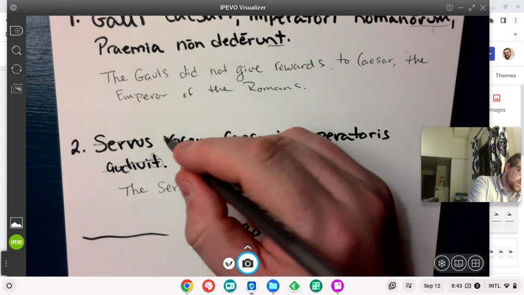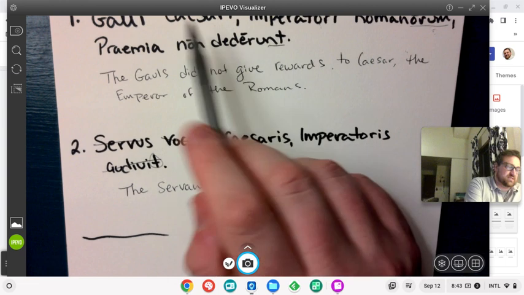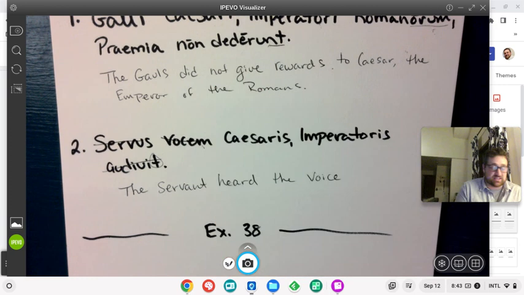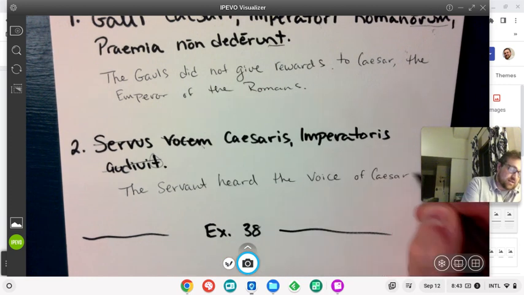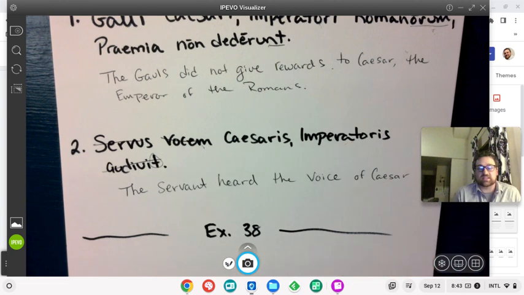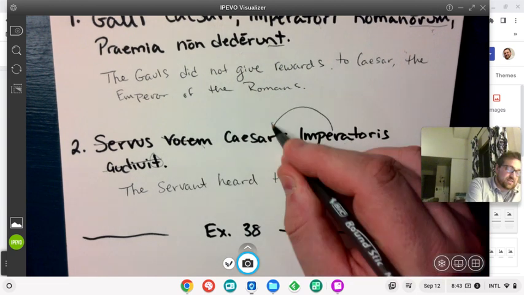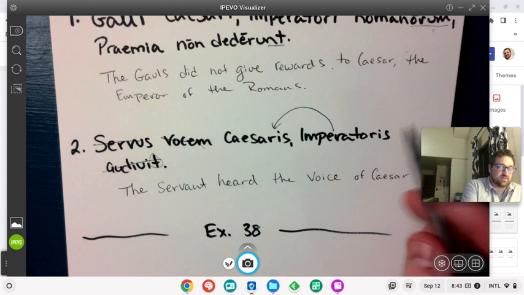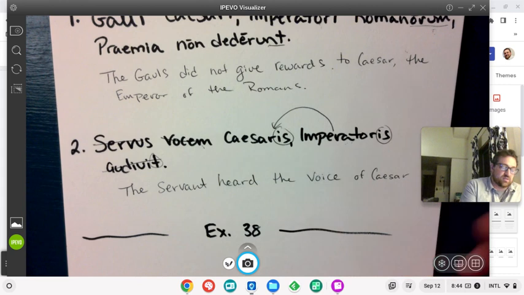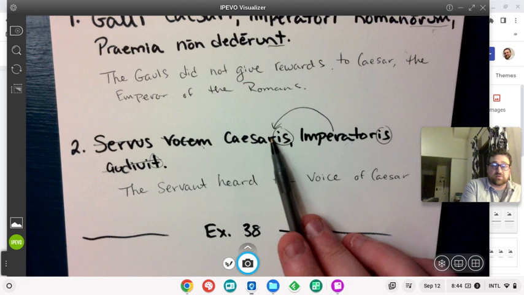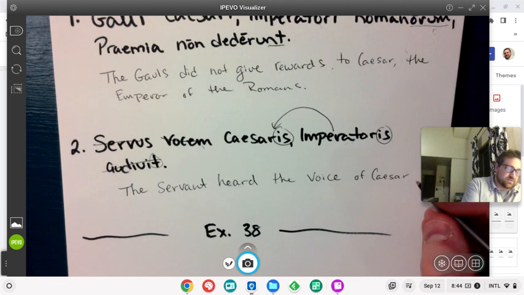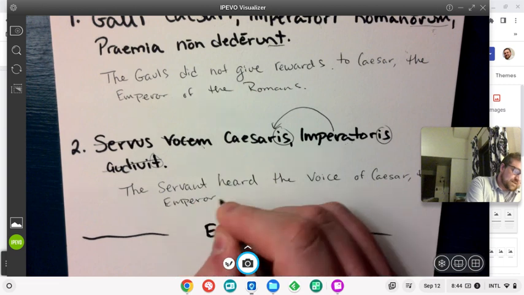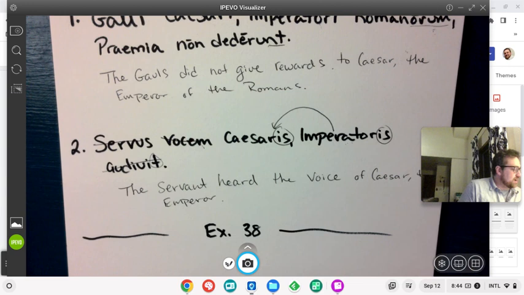The servant heard the voice, and then Caesaris. So Caesaris is a genitive: heard the voice of Caesar, and we're explaining Caesar further by saying the emperor. And so we want imperator, imperatoris to have the same ending, which it does. They're both third declension. And so if they're both dative and both third declension, they'd have the exact same ending. So they heard the voice of Caesar, the emperor.